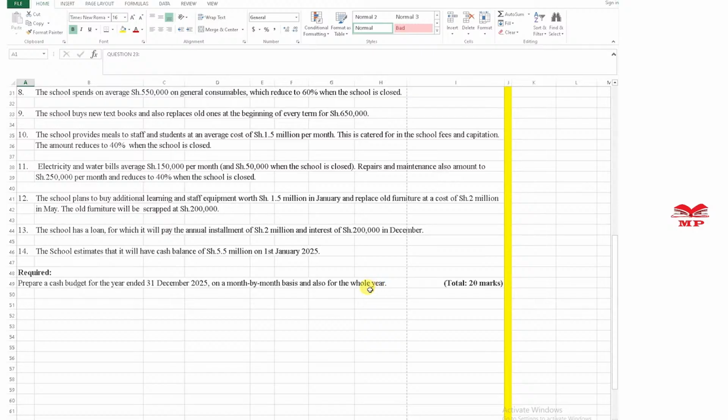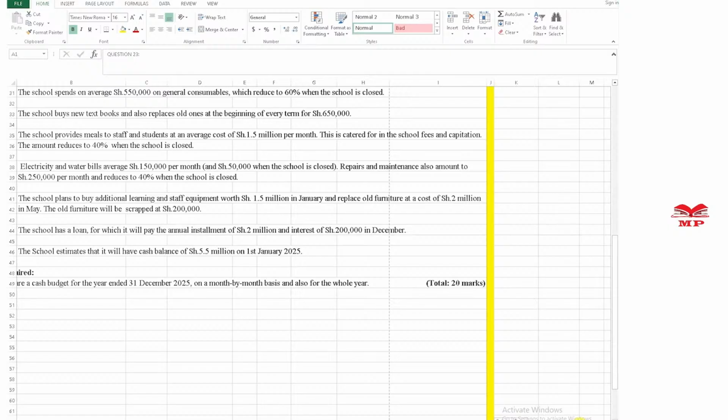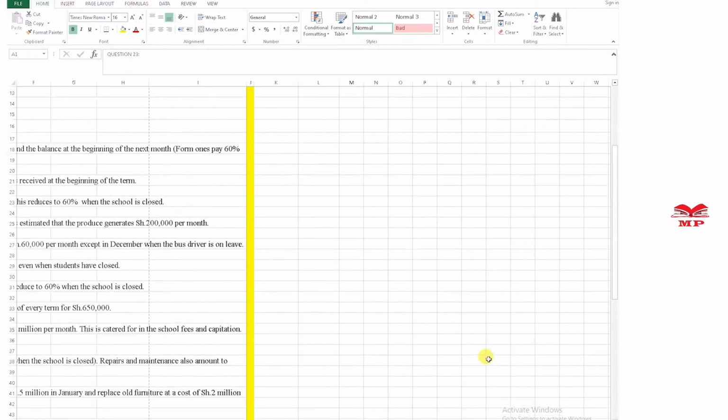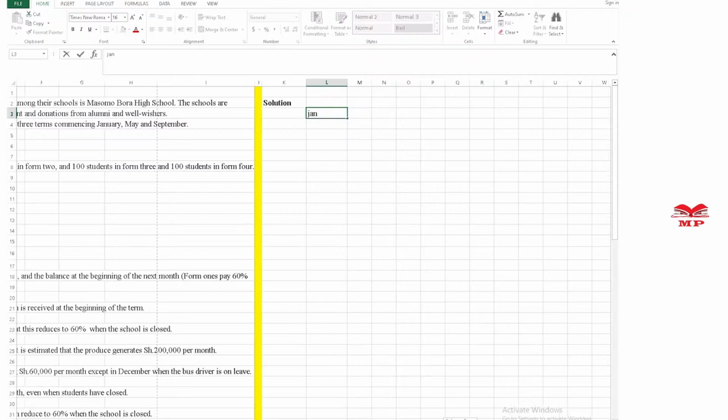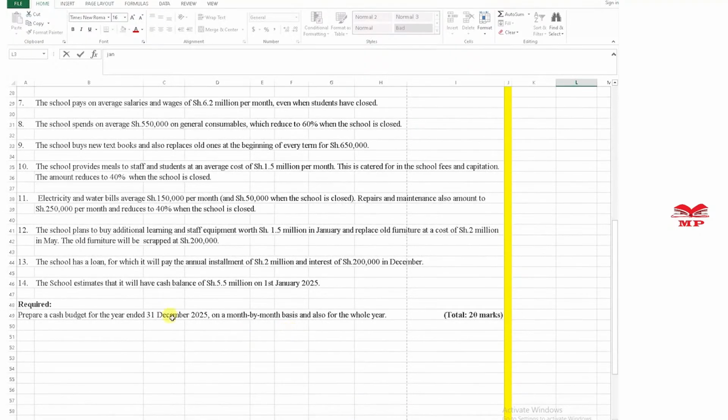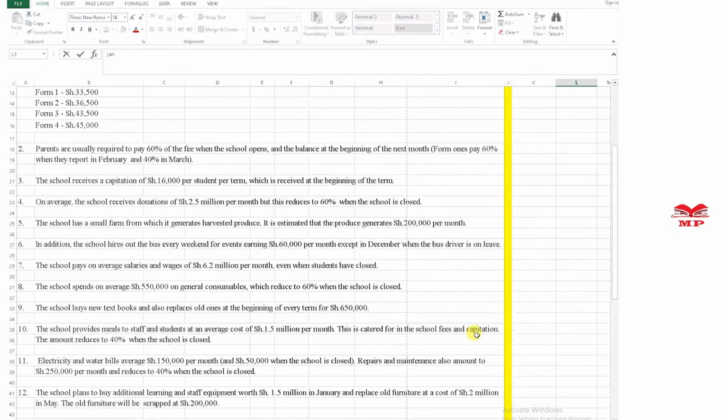So what we're going to do, ladies and gentlemen, is move towards the right here as usual, and then break down, in the form of an analysis per month, what we'll be talking about: Form 1, the number of students, and the fees that are going to be paid per student. Let's dive right in. So here we have January. And we are preparing for which year? For the year ended 31st December 2025. So we will begin with January.